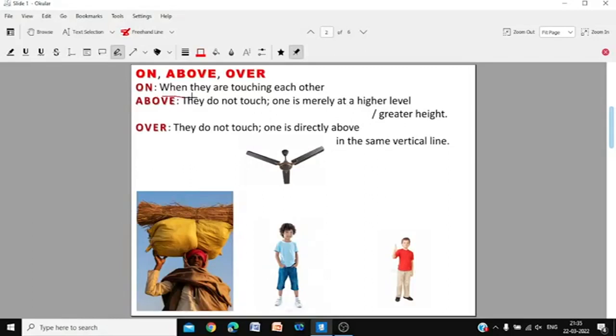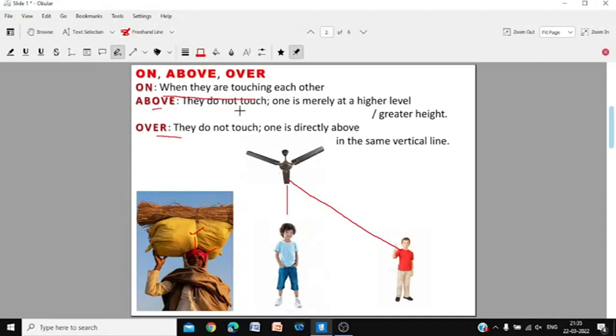We use on when they are touching each other. For instance, this one, you can see. The load is on the man's head. The load and the head are touching each other. Above and over are used when they do not touch. For instance, the fan is not touching this boy. When it is not touching, over and above is used. When it is touching, the load is touching the head, on is used.